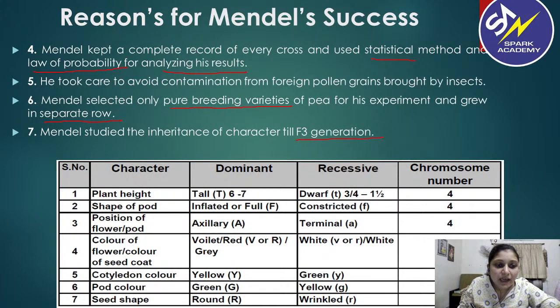These are the characteristics: plant height, shape of the pod, position of the flower, color of the flower, color of the seed coat, cotyledon color, pod color, seed shape. So these are the 7 characteristics of the pea plant that Mendel selected.